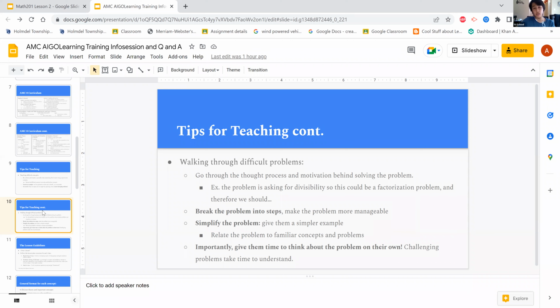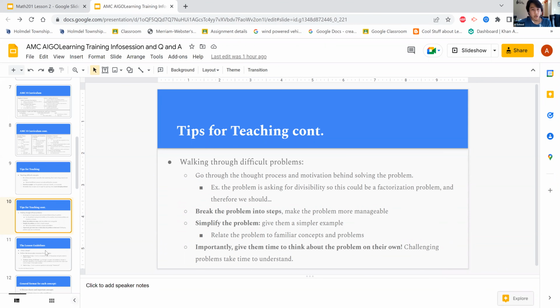So a bulk of the class, I'd say a third to half of the class, is that you should give time for the students to think about the problems, and obviously be there to ask any guiding questions, and answer any questions that the students may have.